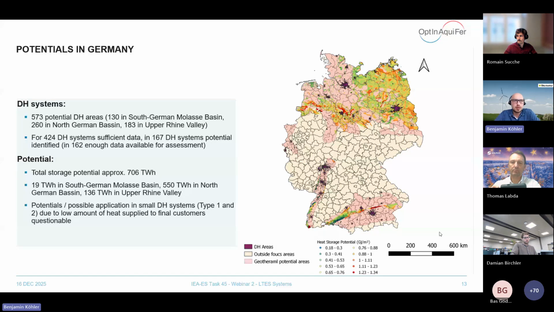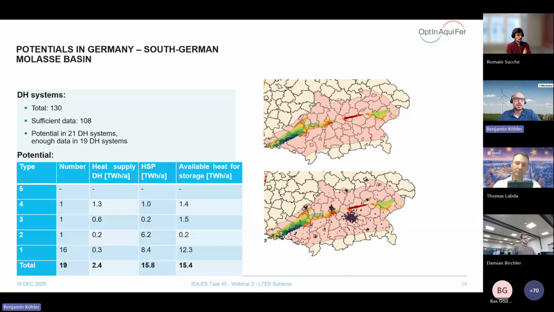The potential or possible application in small district heating systems, at least from our point of view, is questionable due to the low amount of heat supplied to the final customers. We just saw that it is possible to also develop projects with only 20 gigawatt hours recovered from the ATES systems. But there are some challenges, I would say, when you look really at large district heating systems in cities. The numbers or the detailed assessments are presented in the next slides.